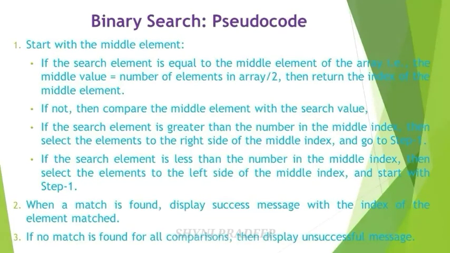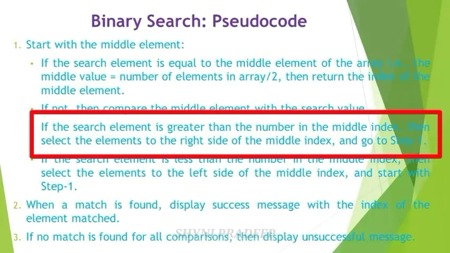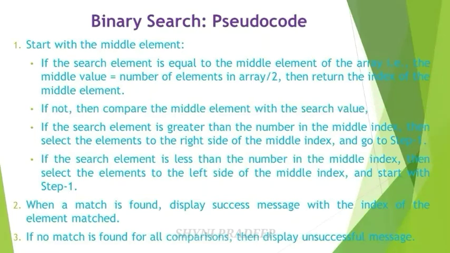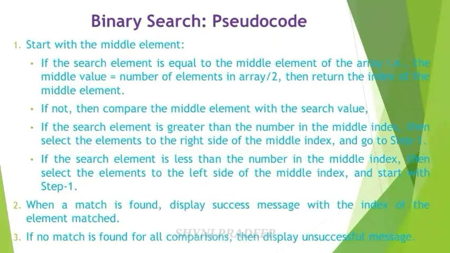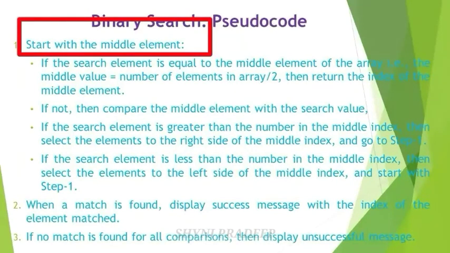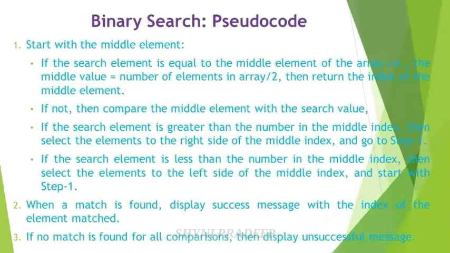Otherwise, compare the middle element with the search element. How will you compare? If the search element is greater than the middle element, then select the elements to the right side of the middle element, okay. If the search element is less than the middle element, you have to select the elements to the left side of the middle index, okay. After that, go to step 1. Again go to step 1. Step 1 means what? Again find the middle element. How will you find the middle element? Using the mid formula, okay. Do the same procedure again and again until your search element is found.